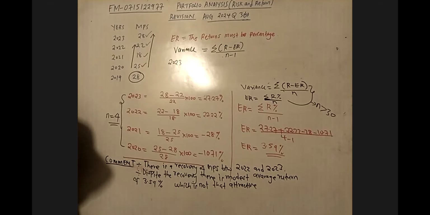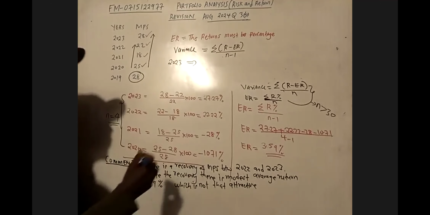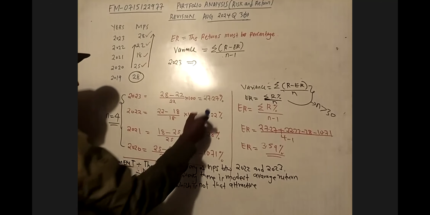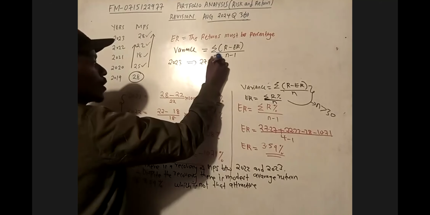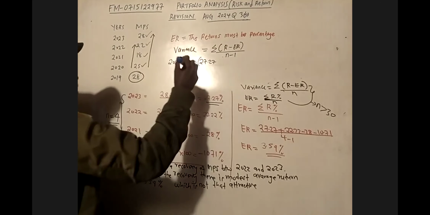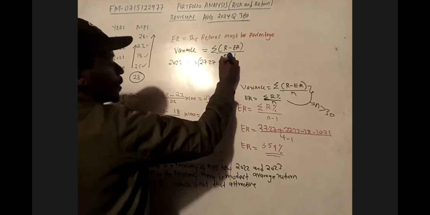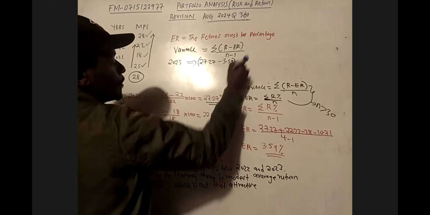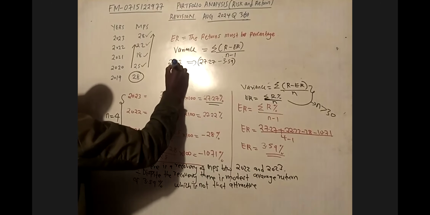Tunaanza na 2023. So itakuwaje? For you to get the variance, unasema return, our return ni ngapi? Hii hapa 2023, 27.27. Haya. We minus our expected, which is 3.59. Haya, unaenda 2022.